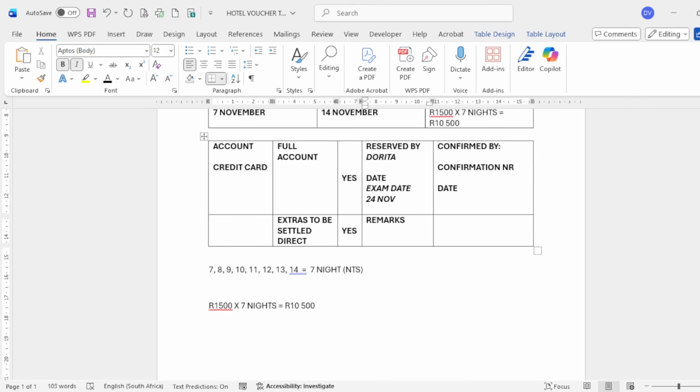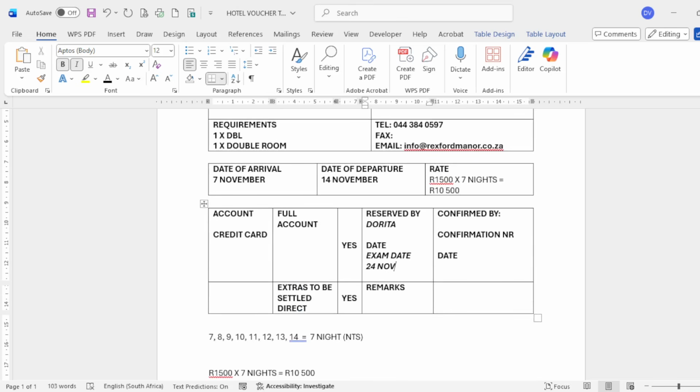This does not make sense when it comes to the dates, because date of arrival is 7 November, date of departure is 14 November. Don't worry about that, okay? It doesn't matter. It's just to teach you and to see if you know what information to fill in where. So your date here will always be the date of the exam.